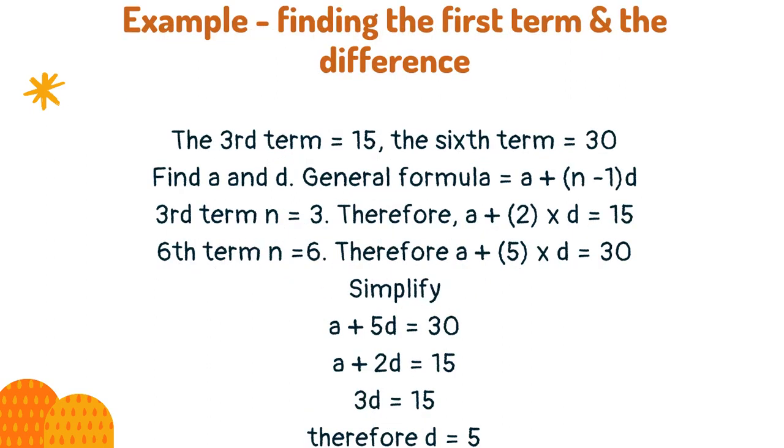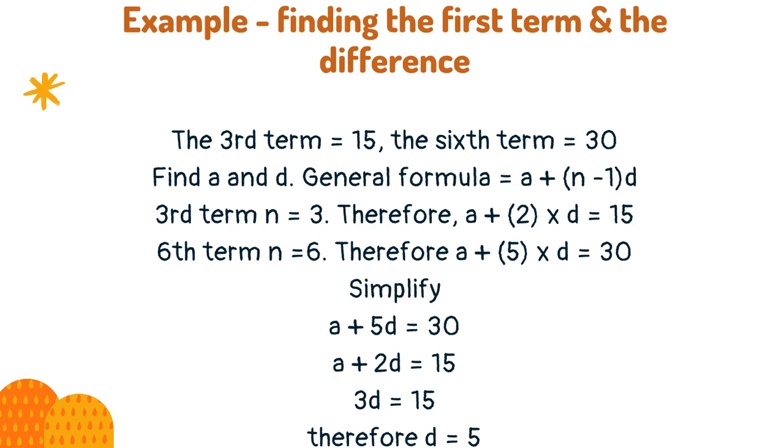To find the first term and the difference using other terms, first find the equations from the terms you have. The third term is 15, the sixth term equals 30. Find a and d. General formula equals a plus n minus 1 times d. The third term n is 3. Therefore, a plus 3 minus 1 times d equals 15.